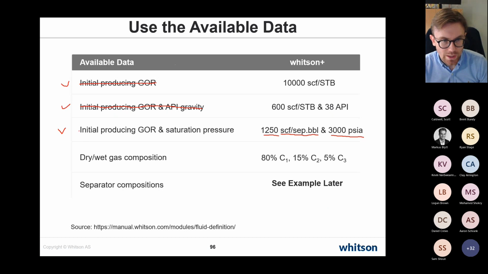So just let Mo know if you have any issues running any of these. Okay, so that's the third one.